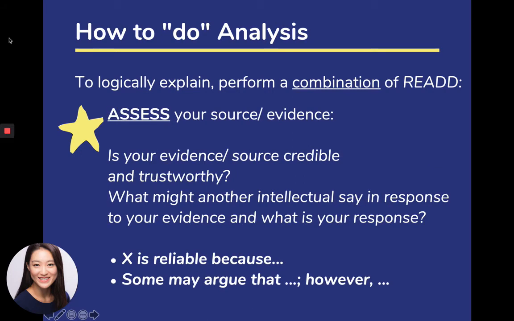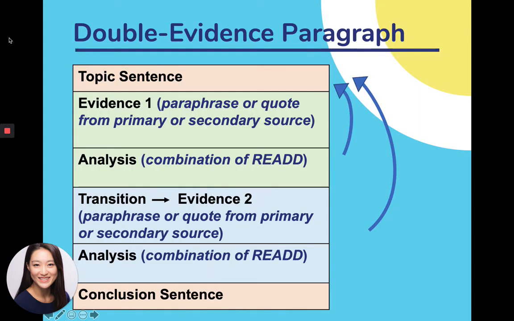And this final one is something that you're already familiar with because we've been doing this in your annotated bibliography. Assess your source. Why is it trustworthy? How might another intellectual interpret your evidence differently? And how might you respond to them? I included here some sentence stems you can use, such as, "X is reliable because..." Please replace X with the source. Feel free to use and adapt these.